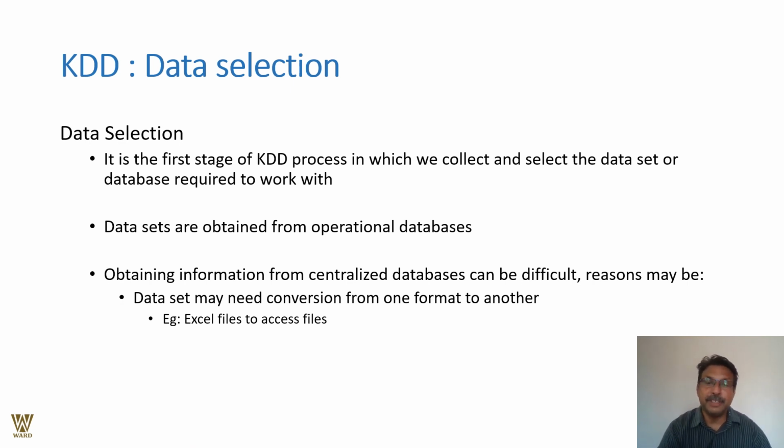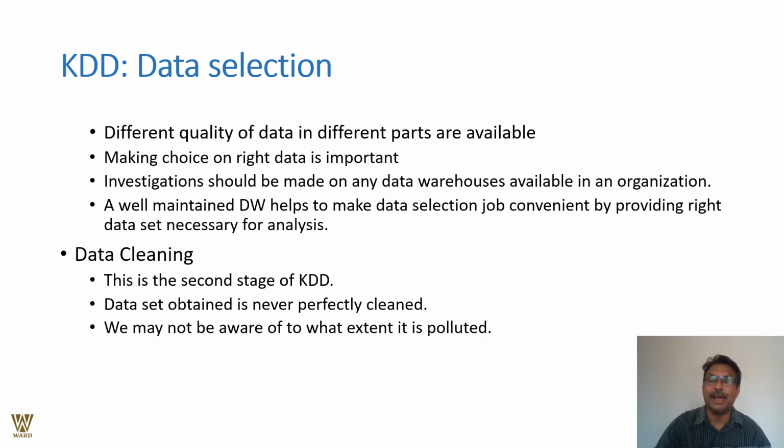Data selection is the first stage of the KDD process, in which we select the data set from the database required to work with. Data sets are required for operational databases. Obtaining information from the centralized database can be extremely difficult. The reason may be that the data set may need conversions from one format to another. Example: Access file to Access file, MS Excel to MS Access.